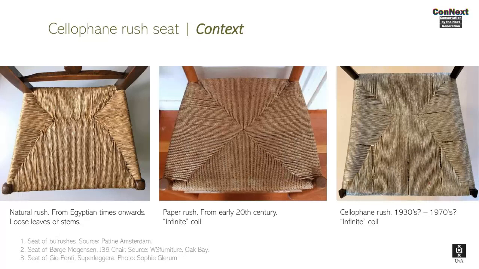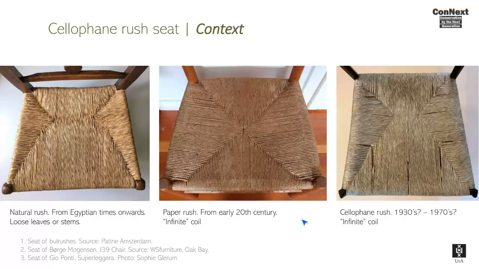The natural rush seat is already around since ancient Egypt. It's made from the leaves or stems of various plant materials, such as cattail or bulrushes. These leaves are twisted into coils by the matter himself, each time inserting new leaves.